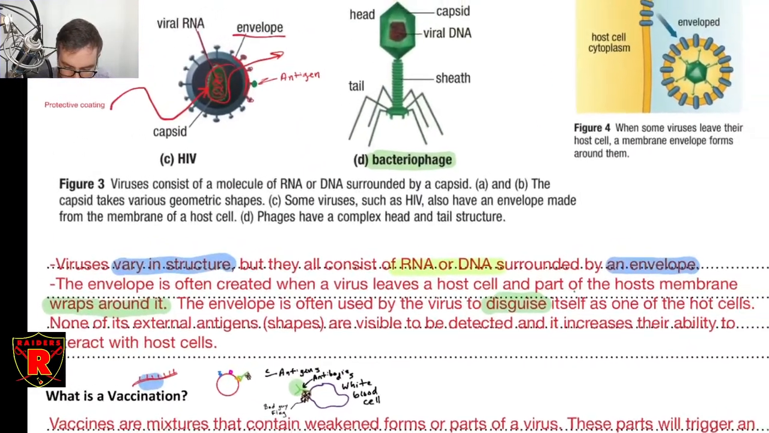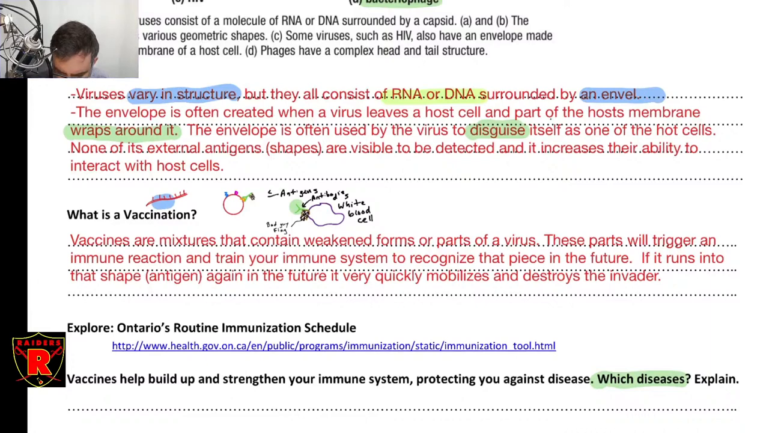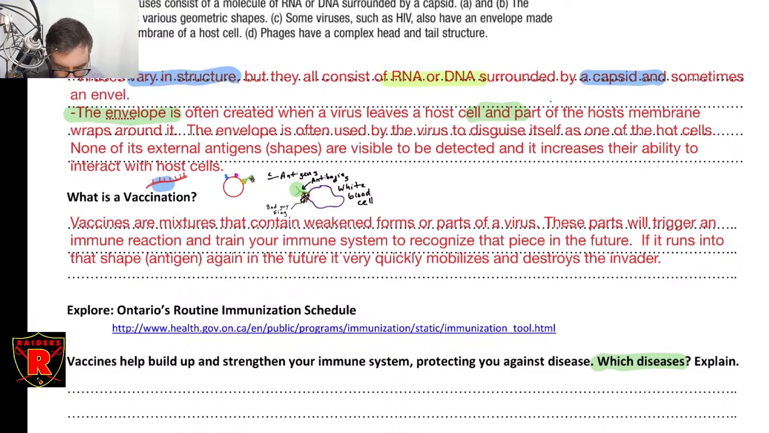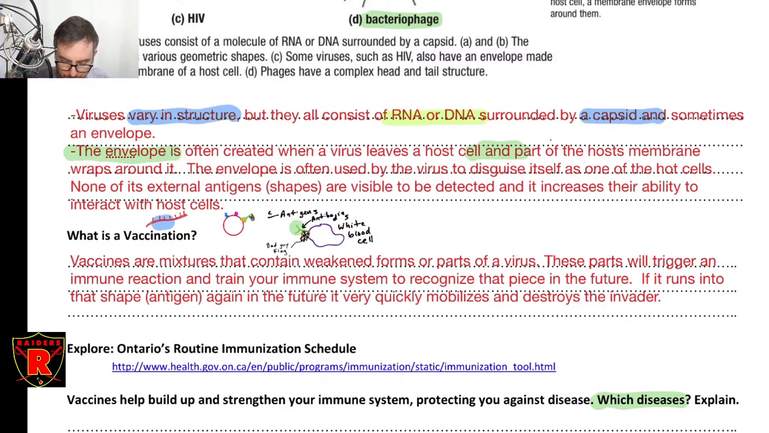I just have this basically summarized at the bottom right here. This is the exact information that I just mentioned. They vary in structure. They all have DNA or RNA surrounded by an envelope. That actually should say surrounded by a capsid. Not all of them have an envelope. Oops. Always finding stuff in my notes. Sometimes an envelope. The envelope's often created when the virus leaves the host cell.